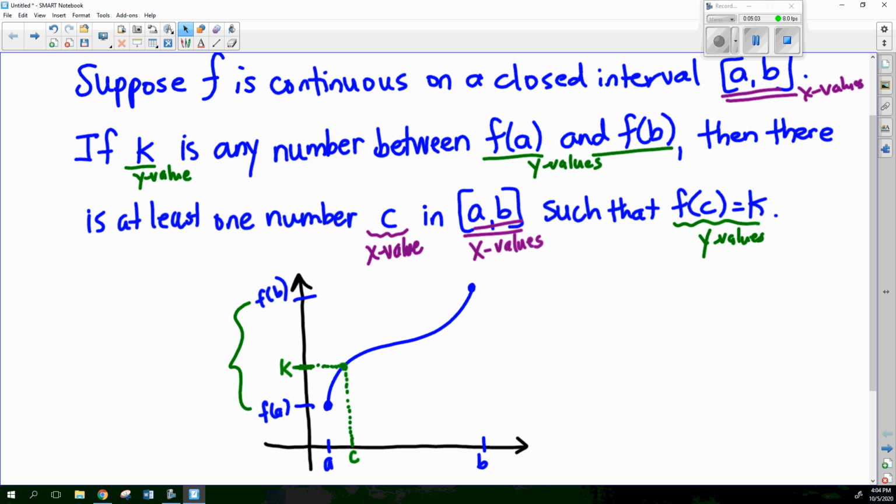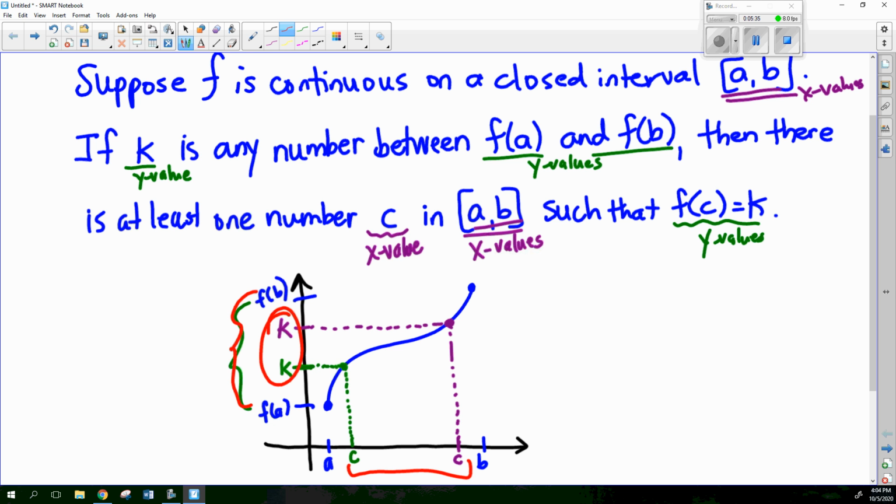Okay. So what if the k was up here? Well, it might be way over here, but it would also have a C value, an x value that corresponds to the point on the graph, okay? And so as long as my graph is continuous, and the given y value is in fact between f of A and f of B, then it has to correspond to a C value in the original given closed interval. Okay, those are x values. All right, so hopefully you can follow that.